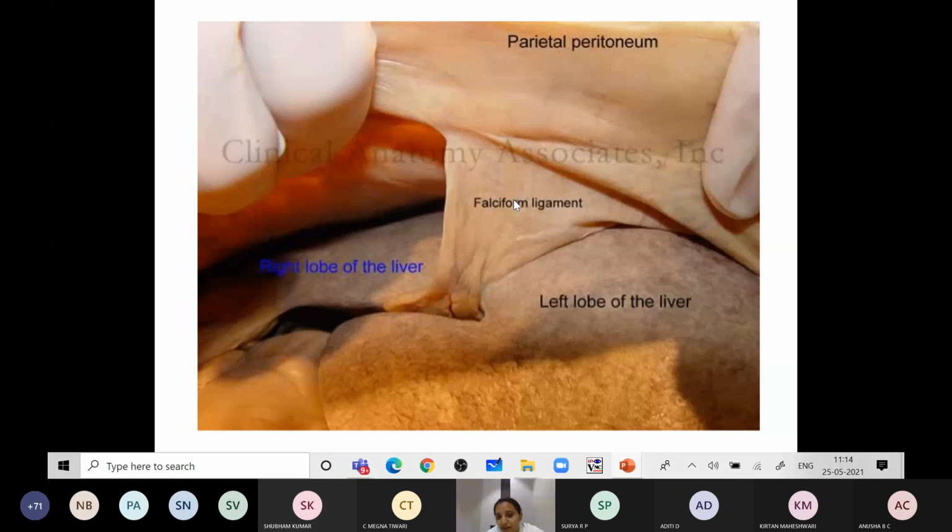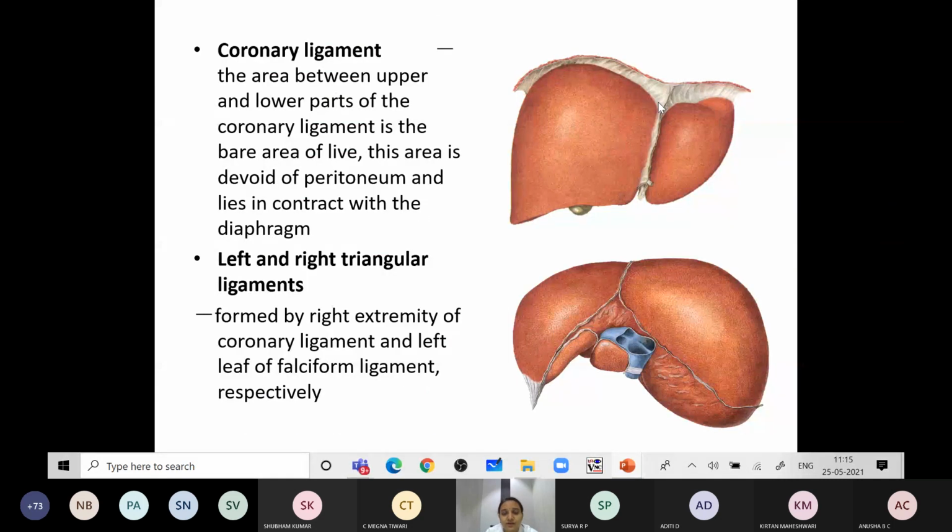This falciform ligament has two layers. This is the left layer which we can see, which extends over the anterior surface and superior surface of the left lobe of the liver. So the falciform ligament spreads its right layer and left layer over the liver. On the other side we have the right layer, which extends over the right lobe of the liver, on the anterior surface and the superior surface.